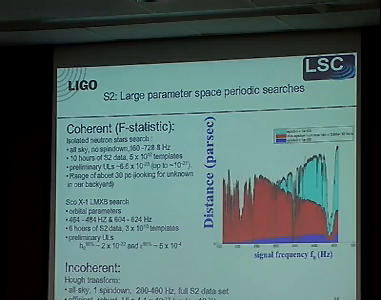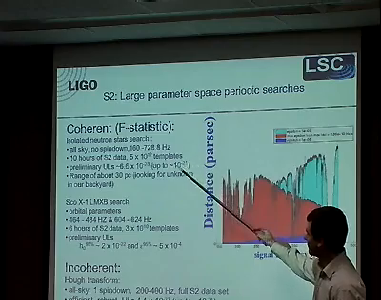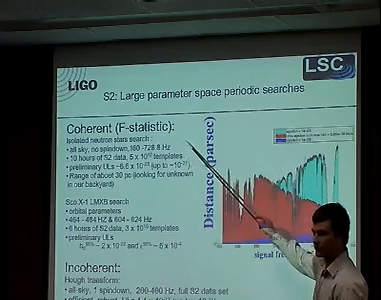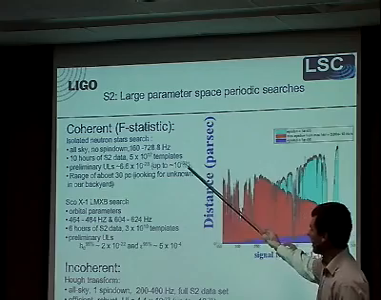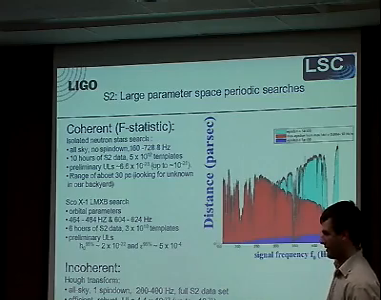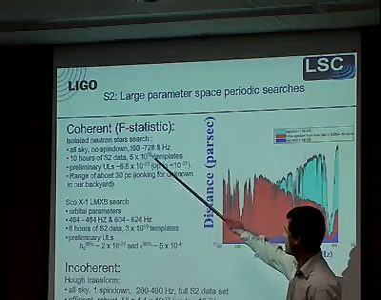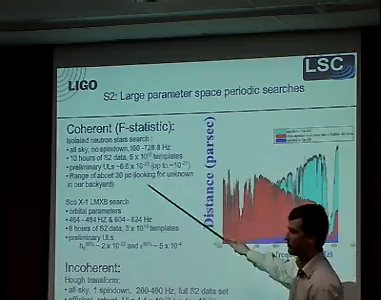So just to summarize what the other searches have done: so far they've only analyzed the S2 data, except for Einstein at Home, which has looked at S3 data as well. For the coherent F statistic search, we've done an isolated neutron star search over the whole sky without any spin down parameters, which means the spin down is limited to one over the observation period, and a frequency range from 160 to 228.8 hertz.